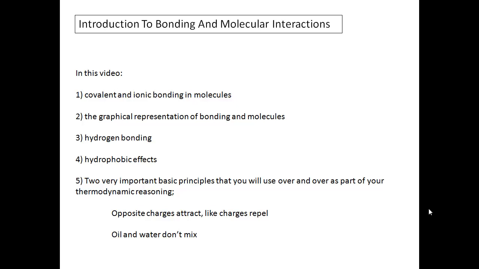Hi. In this video, we will discuss some of the ways that atoms and molecules bond and bind to each other. These topics will be review to many of you. It'll be new to some, but it's important that we all get on the same page so that we can have more discussions. We'll talk about covalent and ionic bonds, and we'll talk about hydrogen bonding, which is a particular type of electrostatic interaction. We'll talk about hydrophobic effects, which is one way that molecules will separate and organize.